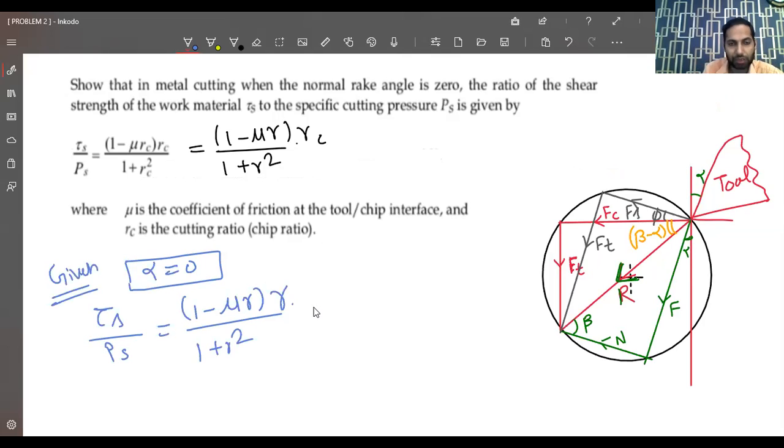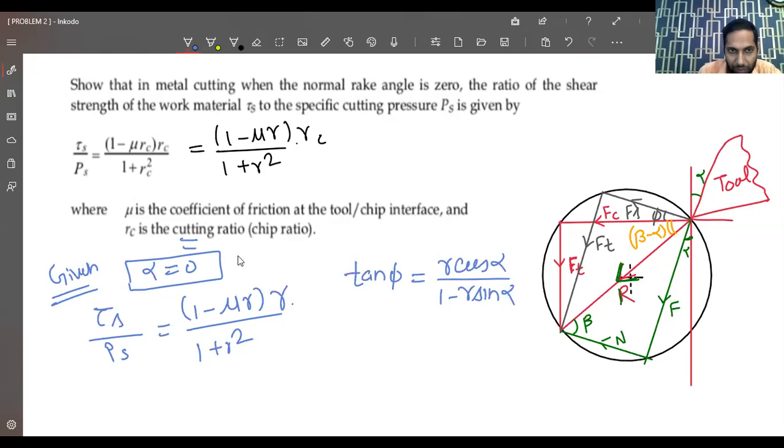And what is this r? This r is known as the cutting ratio. Okay, now what we have to do, we know that tan phi is equal to r cos alpha upon 1 minus r sin alpha. This point we know in a very efficient manner, and we have used this formula a number of times. So I think each and everyone is familiar with this formula, that is tan phi is equal to r cos alpha upon 1 minus r sin alpha.